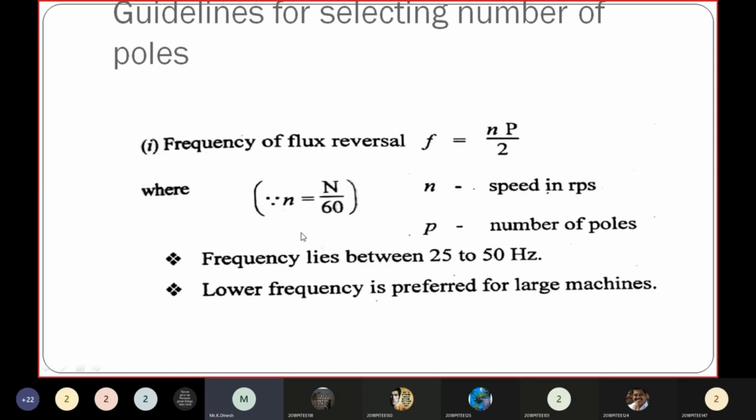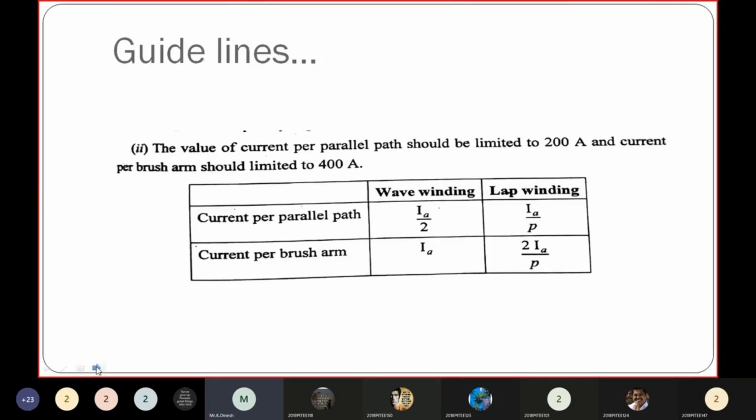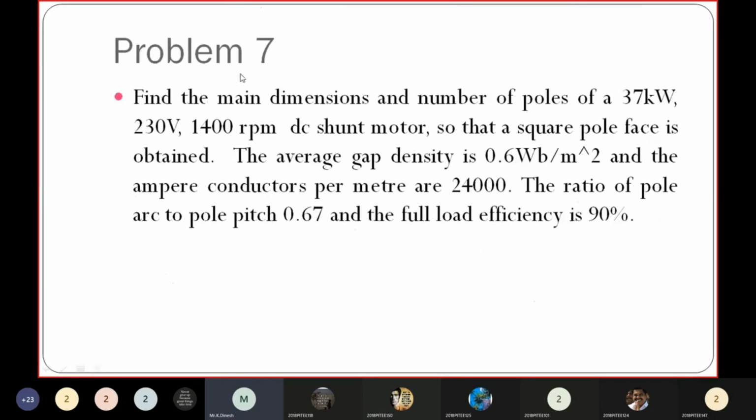So based on these guidelines, we are going to solve one problem. That problem is problem number 7. Find the main dimensions and the number of poles of a 37 kilowatt, 230 volt, 1400 RPM DC shunt motor.